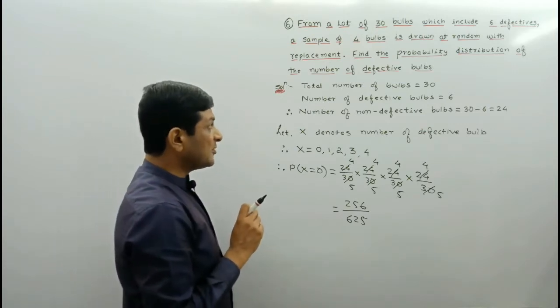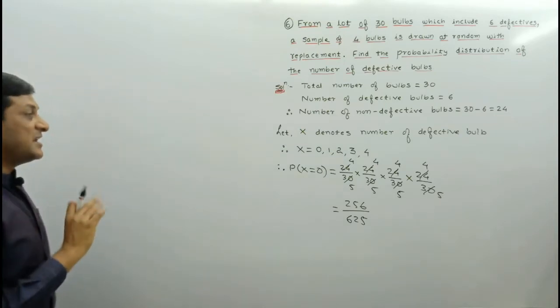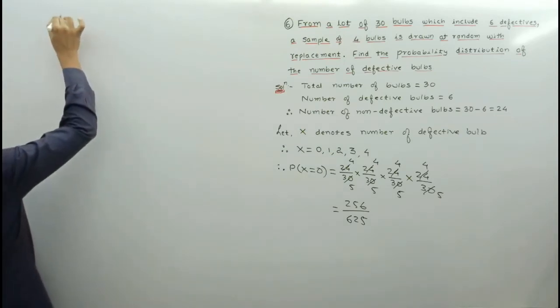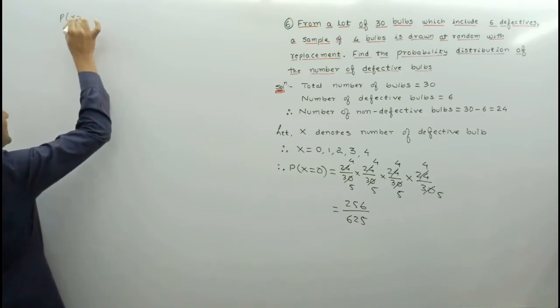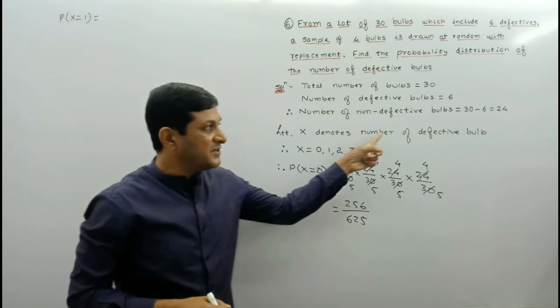Similarly, we are trying to find out probability when x is equal to 1. Now, try to understand it very carefully. We are finding probability when x is equal to 1. What is x? X means what? X shows what? Number of defective bulb.